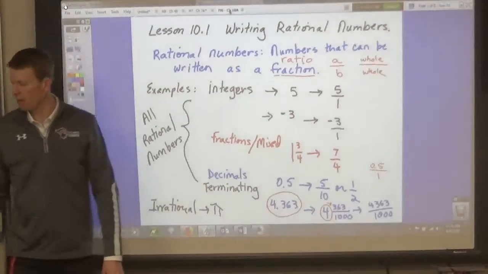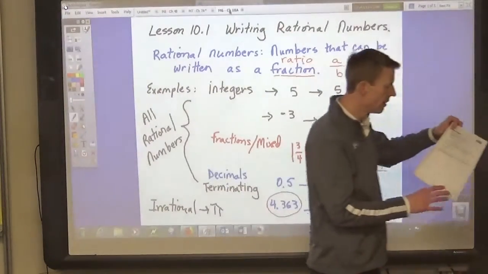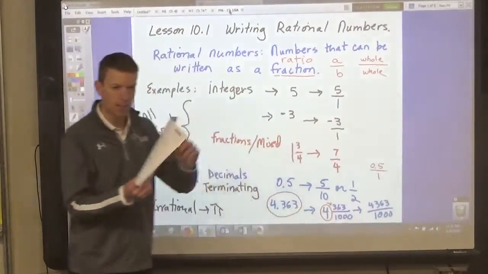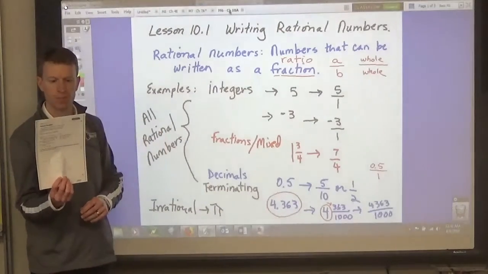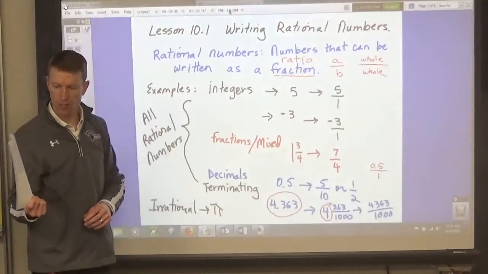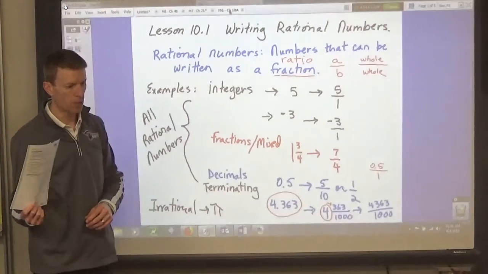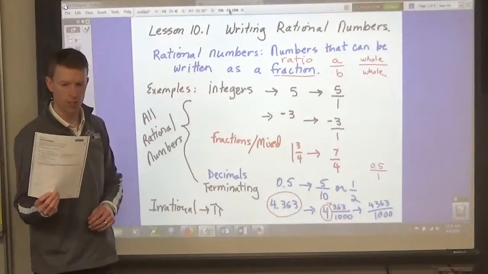So that's the first part of your worksheet that you're going to be doing, is writing these numbers as fractions. Writing all these numbers as fractions. All right, do the evens of those on this page.